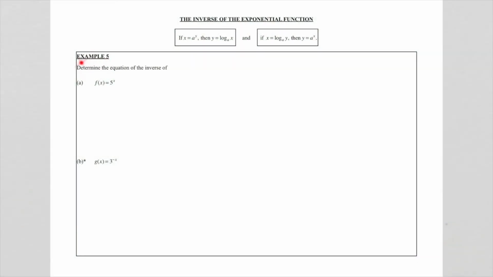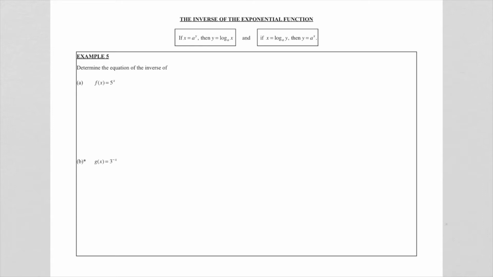In this example, they say that we need to determine the equation of the inverse of f(x) equal to 5 to the x. Now, you will recognize this f(x) equal to 5 to the x as an exponential function, and it's the increasing exponential function because the base is greater than 1. So we're going to apply the same principle.